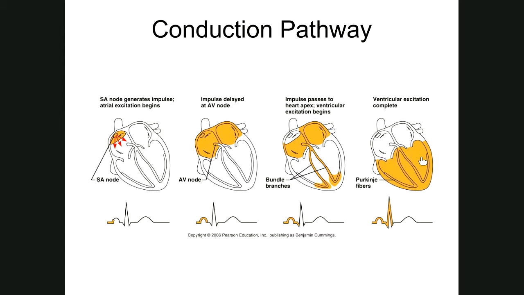Now we have a term here, node, N-O-D-E, a mass of conducting cells. Well, we have the SA node over here on the left that generates the impulse, that's the pacemaker. And we have the AV node here, which is also going to be depolarized by the impulse as it creeps across the atria. It eventually reaches the AV node and depolarizes that, which conducts the impulse the rest of the way down the conduction pathway.